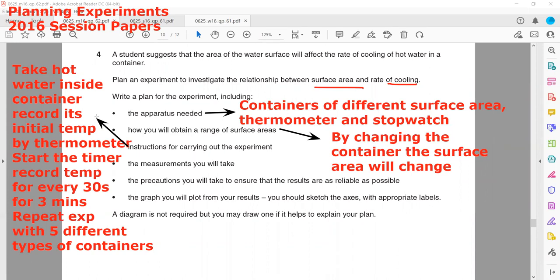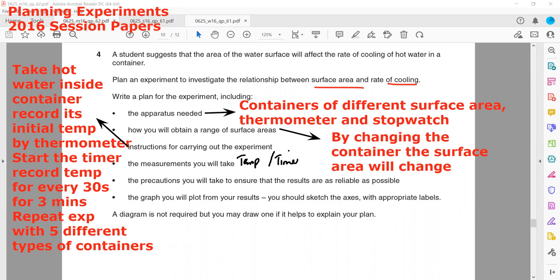The measurements we will take. So what measurements are we taking? We are recording the temperature and we are measuring a time interval. The precaution you will take to ensure that the results are reliable. So what precaution should we take, so that the results are valid, or reliable?